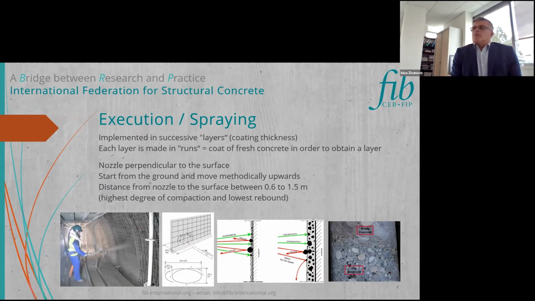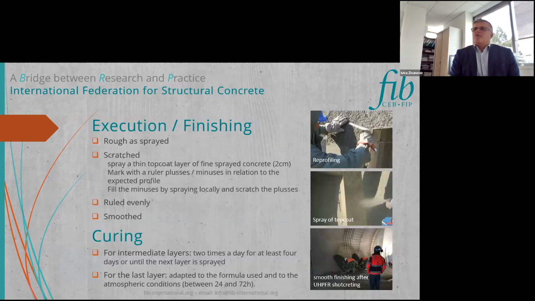And in order to have the highest degree of compensation on lowest rebound, if I can say it like that, you have some picture illustrating the effect that I would like to describe, which is not easy by words. The finishing work consists of having our roof as sprayed or scratched with a spray, a thin top coat layer of fine sprayed concrete of 2 centimeters, for example, ruled evenly or smoothed. These are the 4 possibilities.